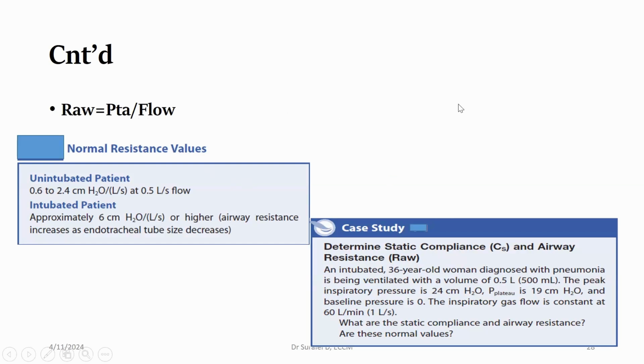So most of the machines that we are using, as you have mentioned, you are using Mindray, and the Mindray has a better user interface, and it can calculate the airway resistance. You don't have to calculate it using your own hands.